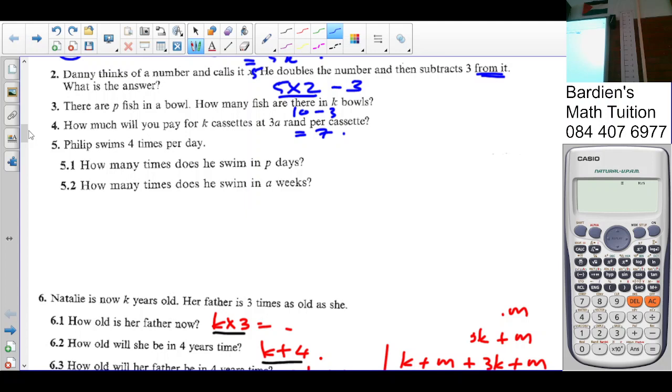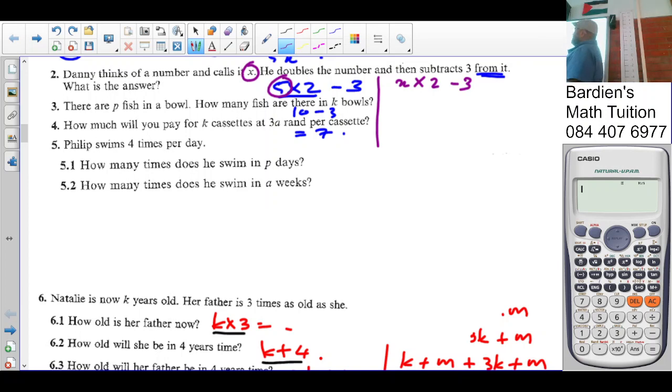But is the number 5? No. What is the number? X. So it's going to be, no, not 5, sorry. X times 2, minus 3. So what is X times 2? 2X. 2X minus?